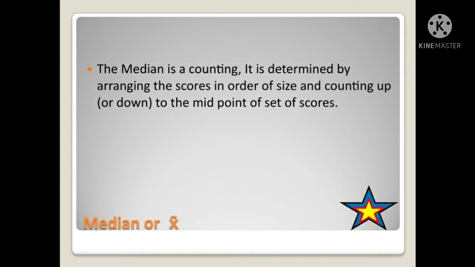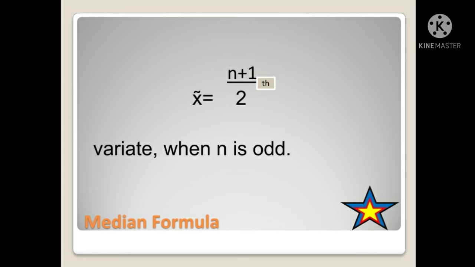Next is the median. The median is determined by arranging the scores in order of size and counting up or down to the midpoint of the set of scores. Note, if the number of scores is even, the median will be halfway between the two scores in the middle. When the number is odd, we can identify directly the median score. Median formula: median is equal to n plus 1 divided by 2, valid when n is odd.